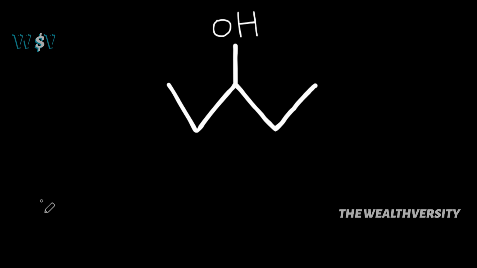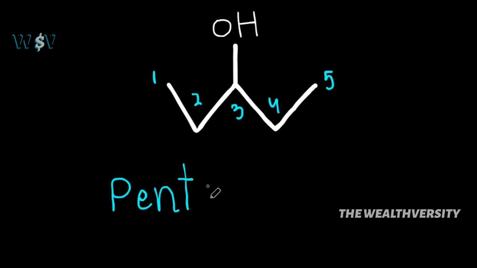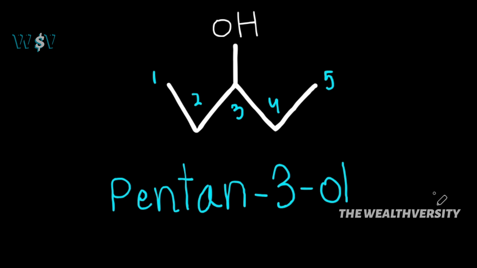Let's see some examples. This is the first example. Let's start by numbering the compound. So this compound is pretty simple. We have the parent chain pentane, and there is a hydroxyl group attached to carbon number 3. So we start by writing pentane without the E, then we add a hyphen, then 3, then hyphen, then OL. So this compound's name is pentan-3-ol. All we did was write the parent chain and indicated where the hydroxyl group was.